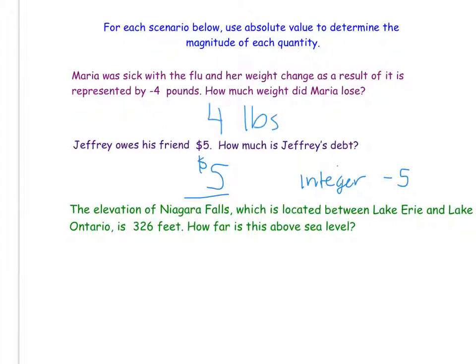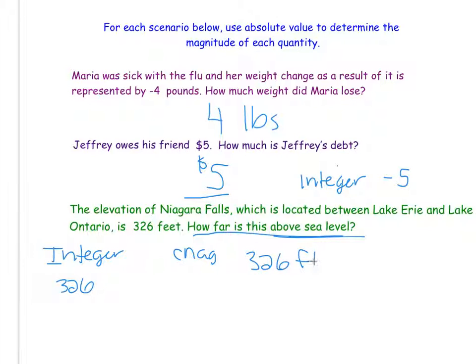The elevation of Niagara Falls is 326 feet. How far is this above sea level? Now, in past assignments, it asked for the integer. So the integer would be 326. But now we want to know the magnitude. So the magnitude, how far above it from sea level? How far is this above sea level? It's 326 feet above sea level.